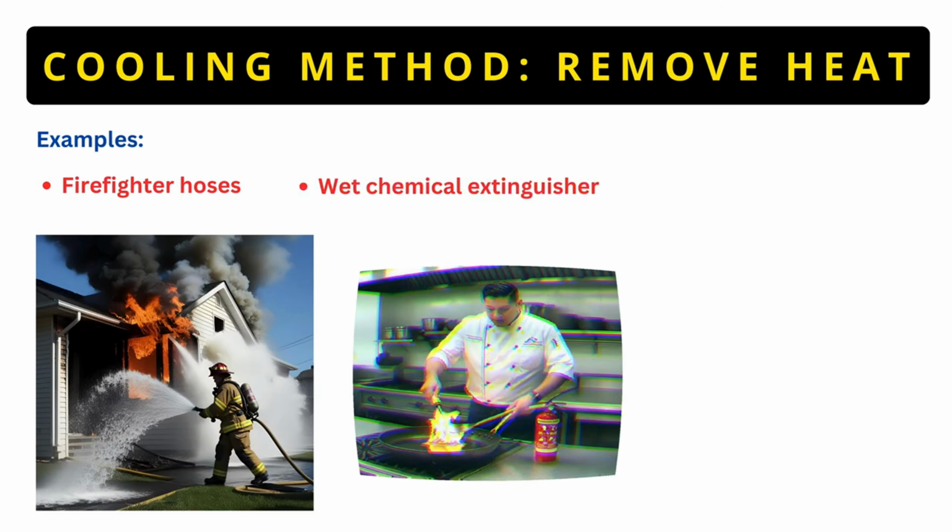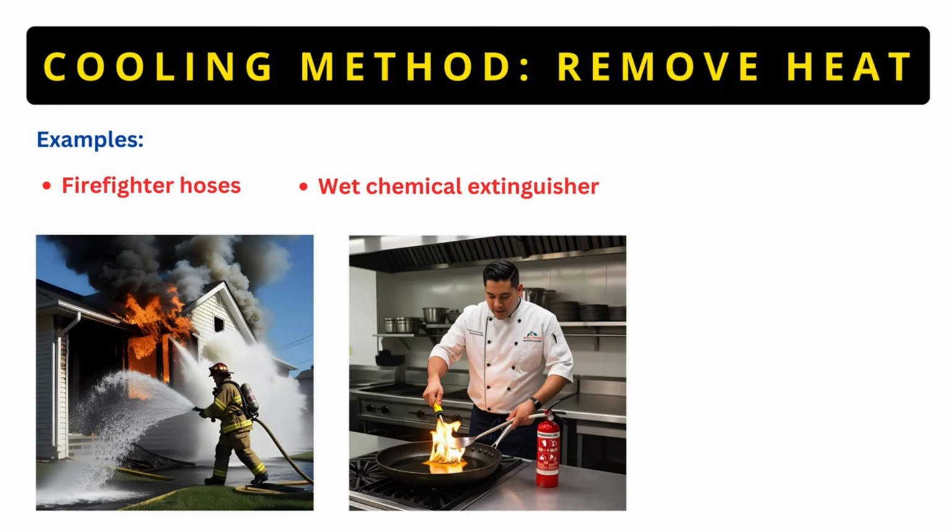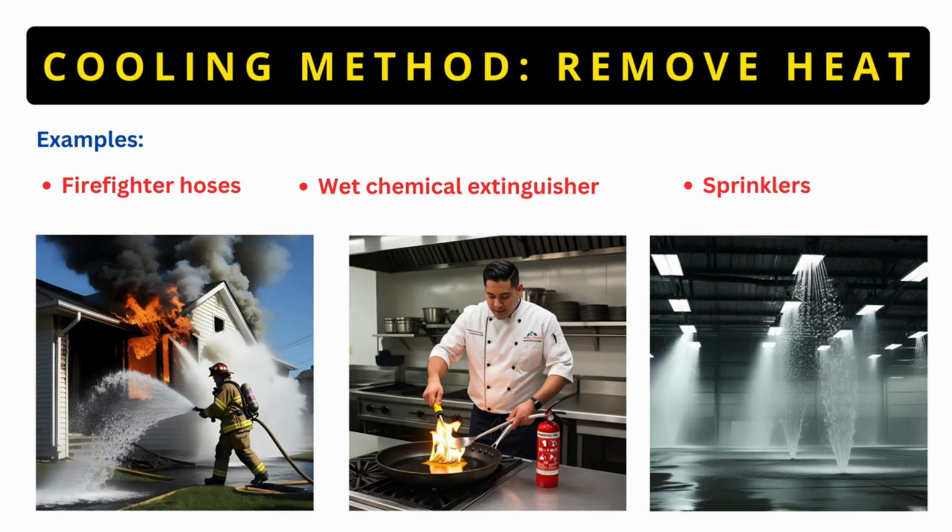In commercial kitchens, you'll find specialized wet chemical extinguishers that both cool the burning oil and create a soapy blanket to prevent reignition. And in high risk industrial facilities, automatic deluge systems can release thousands of gallons per minute to rapidly cool entire areas. But crucially, cooling with water doesn't work on all fires. In fact, using water on electrical or grease fires can be extremely dangerous, which brings us to our next method.